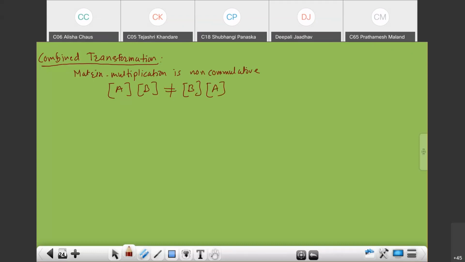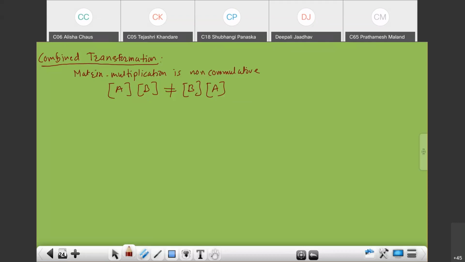Correct? So using that property here, if we combine two transformations, what result we will get? Whether we will get the correct result or not, that we are going to see. So first consider the operation of rotation and reflection on the vector xy. Simple xy vector we are going to consider here.